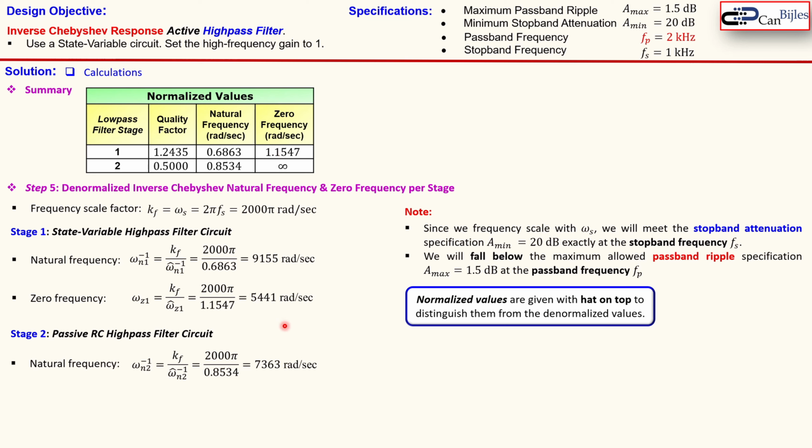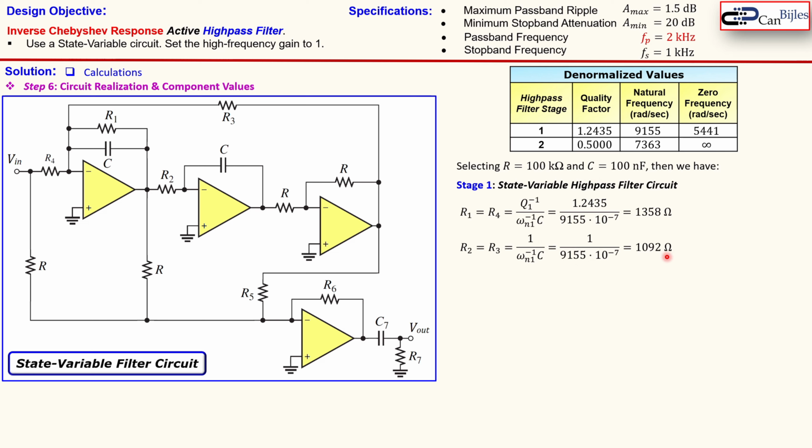We see the quality factor of the first stage, that's from the table. We see here the natural frequency, also from the table, and then also the selected C, and that will result in 1358 ohm. Now R2 and R3, that's next, and that's also equal to each other, and that's then given by this expression. You see again the natural frequency and the selected capacitor value here, and it will result in 1092 ohm. R5, which is this resistor, will be calculated using this formula.